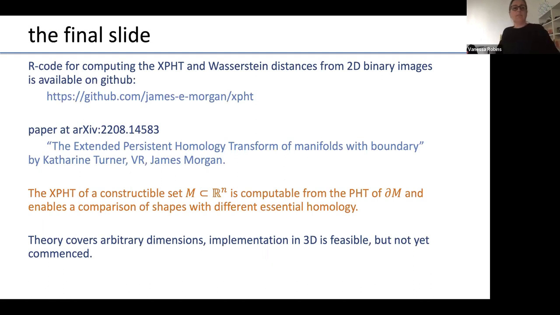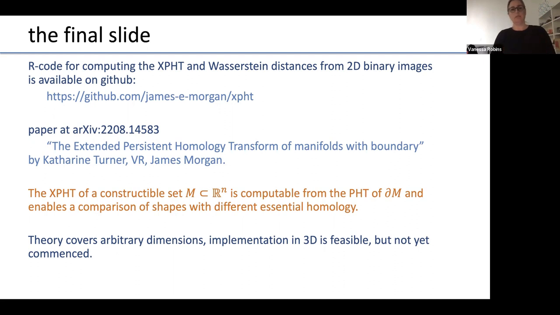So the data for those letter A's is part of the vignette for this R code package. So if you're familiar with R, you can download it all and have a little play for yourself. The paper's on archive. It's got all the details and theoretical foundations for everything I've presented today, including the description of how we define the boundary curves from a binary image. That's kind of a nice little part of the story that I didn't go into today.